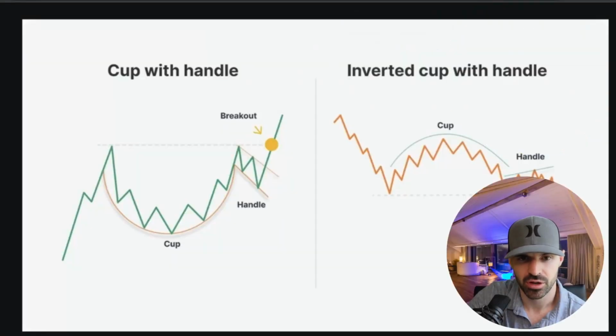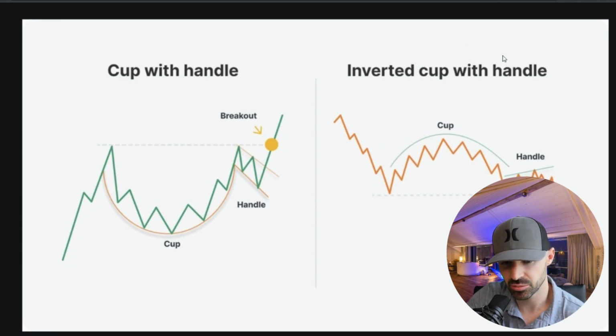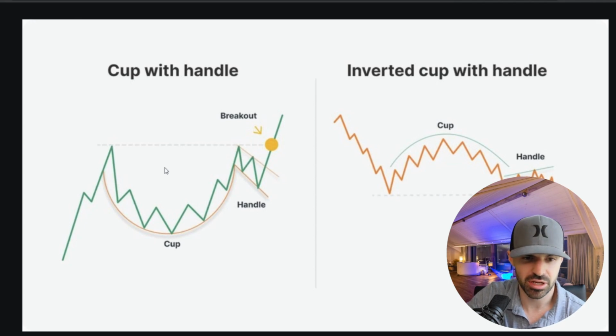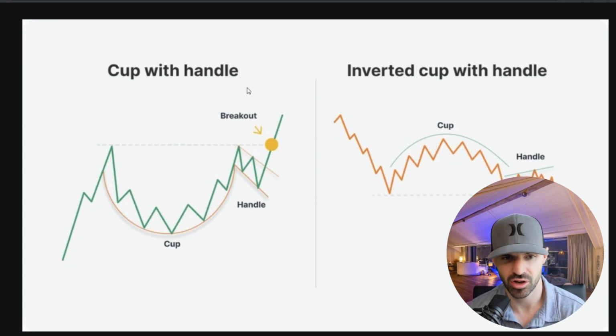So again, with the cup and handle, you can also have the inverted cup and handle. Now, rarely do I see an inverted cup and handle. I'm sure there are cases where you do find them, but for me, it's more common to see a cup and handle as opposed to the inverted cup and handle.